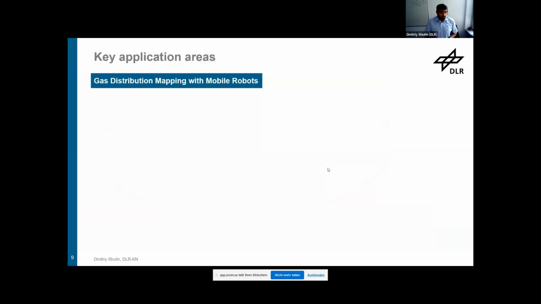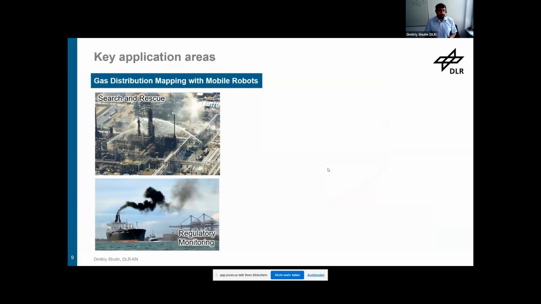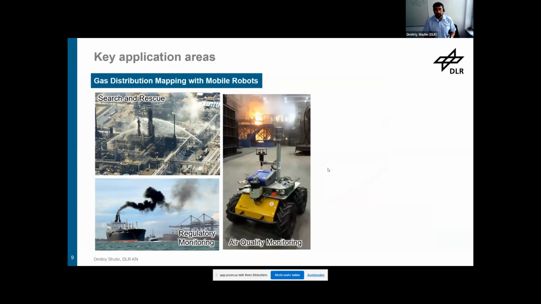So where can you use this technique? Well, of course, search and rescue. That's one of the applications. You could also apply it to monitor or to enforce some regulatory constraints, for example, on the emissions from the ship industry. So you can really fly into this plume and take concentration measurements to identify what kind of fuel was burned, whether it's allowed fuel to be used close to the harbor.